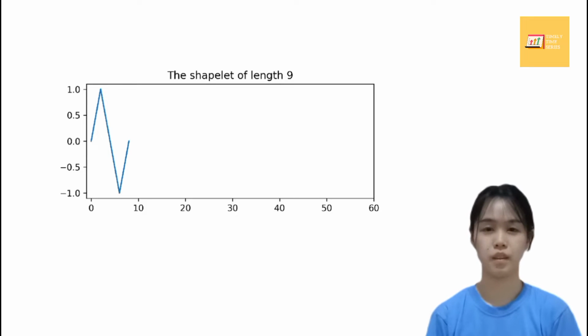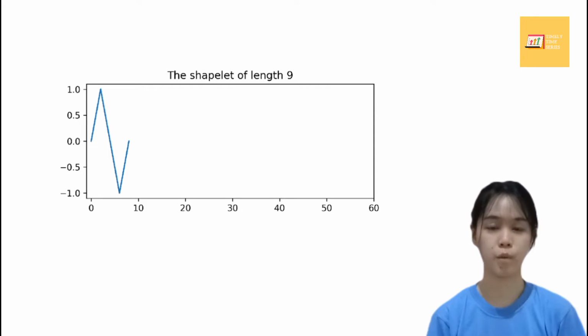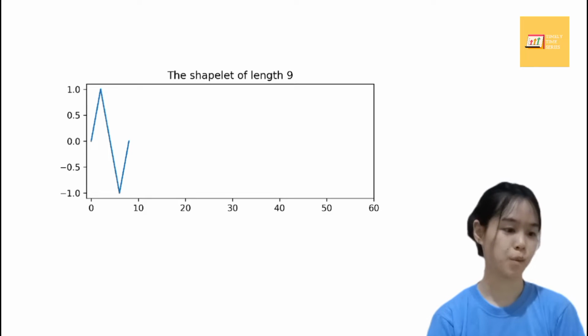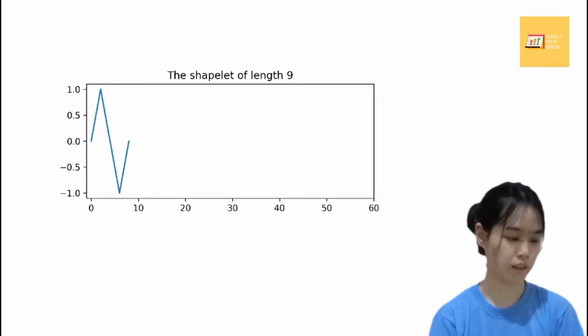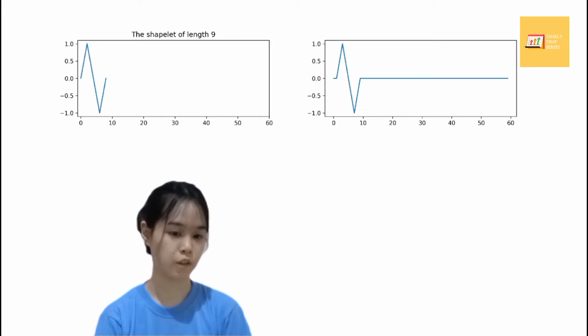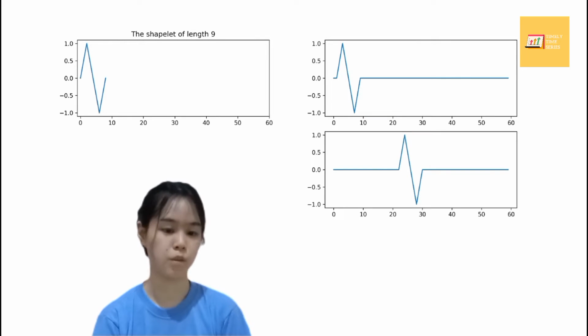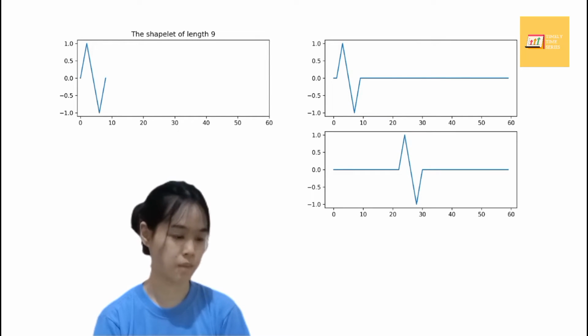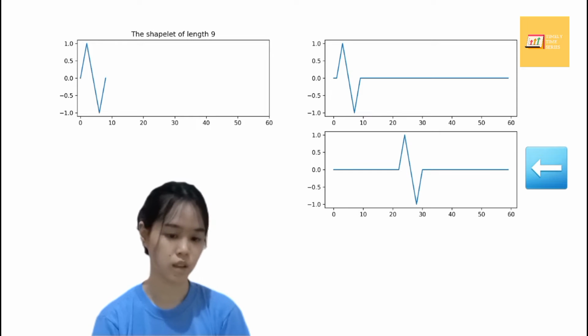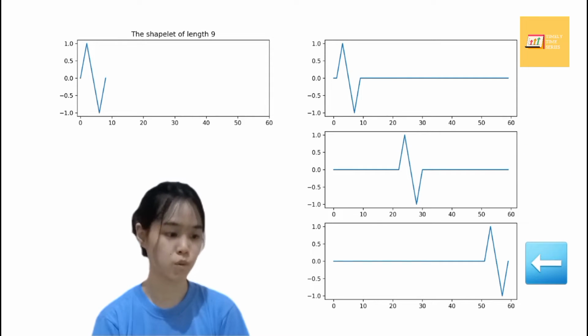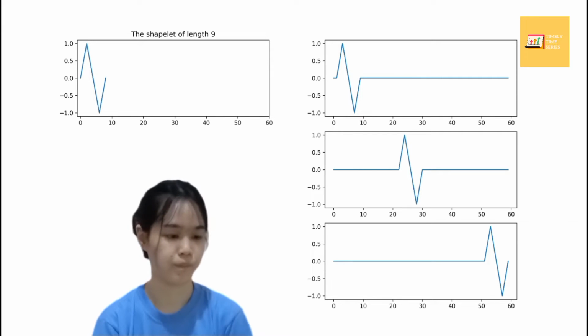So, what is a shapelet? A shapelet is basically a sequence, typically a short one, and this shapelet could appear anywhere in a time series. Let's say we have this shapelet of length 9. This shapelet could appear at the beginning of a time series, like this one. Or it could appear in the middle of the time series, like this one. And for this one, the same shapelet appears at the end of the time series.